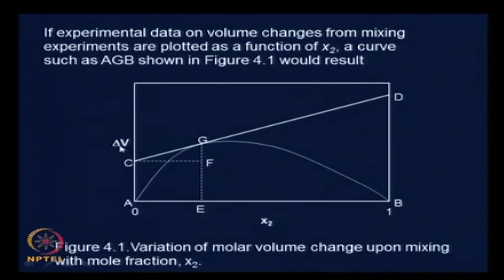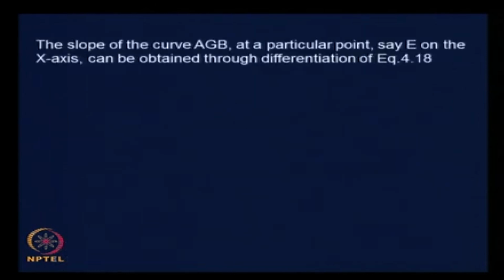Delta V, the volume change upon mixing as a function of the mole fraction x2, if it is plotted, we get a curve something like A G B here, and if we are interested in the partial molar volumes at the point E, we draw a tangent to the curve at the point E, and we actually proved this, that the intercept of the tangent on this axis when x2 equals 0, or the distance AC, gives the partial molar volume V1 T hash, and the intercept of the tangent on the ordinate of x2 equal to 1, or the distance dB, gives us the partial molar volume of the second component V2 T hash.